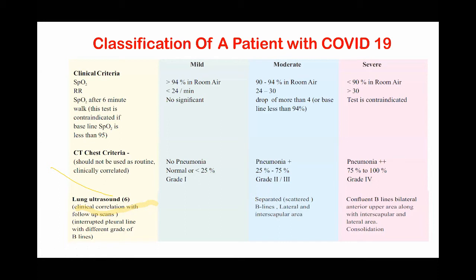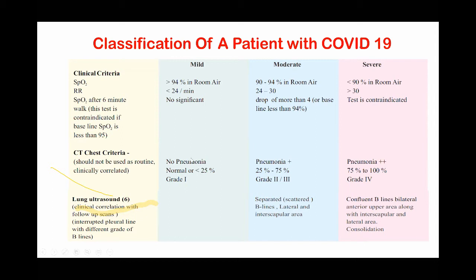Coming to mild, moderate, and severe. In every pandemic we have a classification of mild, moderate, and severe, as we had in dengue and swine flu. Again in coronavirus, once I have identified that a patient is probable COVID or confirmed COVID, I have to do two things: monitor his SpO2 and his respiratory rate. And if his SpO2 is all right, we have to do a 6-minute walk test.